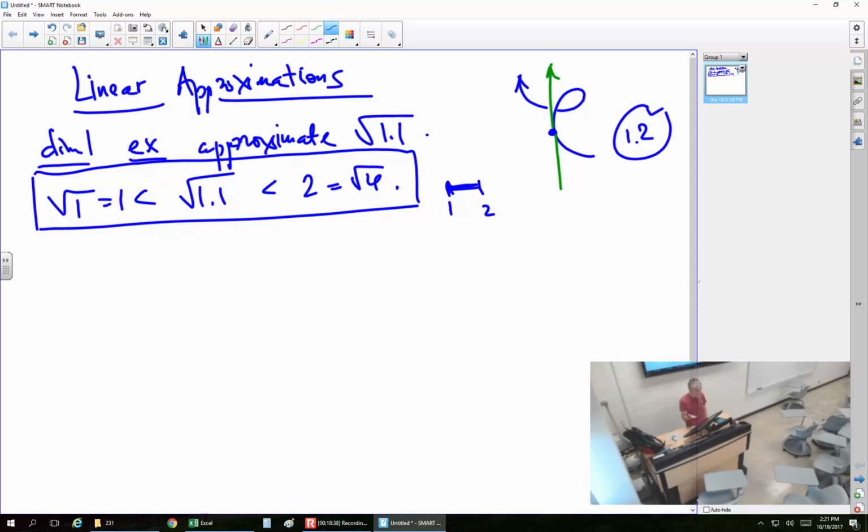So the most natural approximation, degree 0, if you like, would be simply 1. You start with 1.1, find the nearest number that is easy to evaluate the square root of, and that's your answer. Square root of 1 is 1. That is a very easy approximation. You simply approximate your square root function with a constant function.